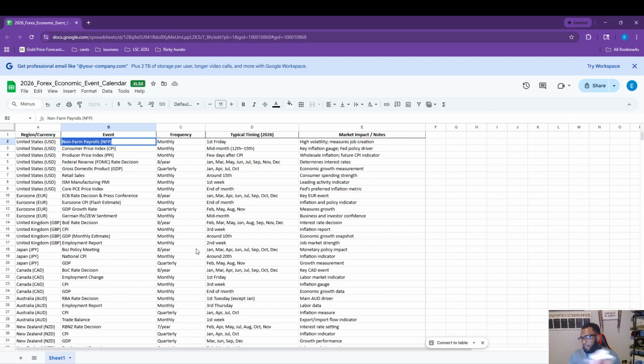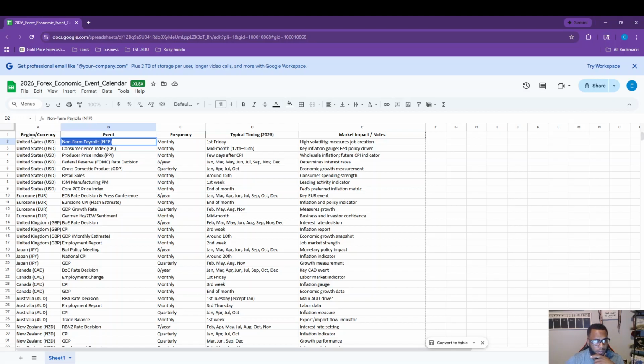So make sure that your confluences are all aligned, and trade with care and utilize risk management. So that's just a side note. But here you guys go. Like I said, you can screenshot it.